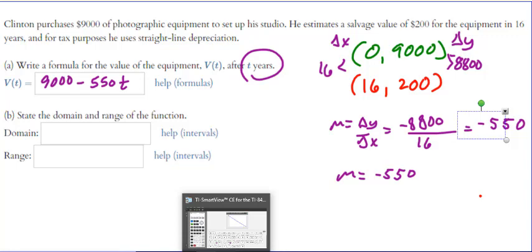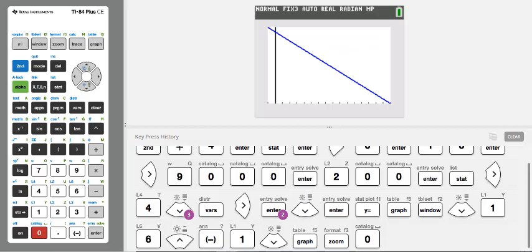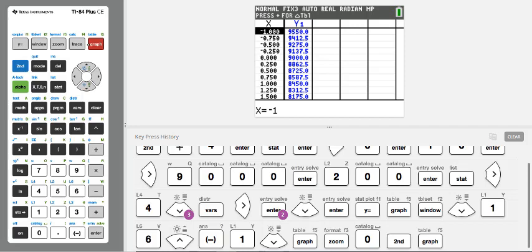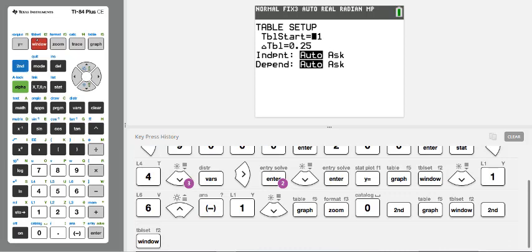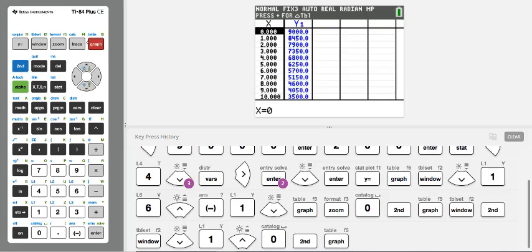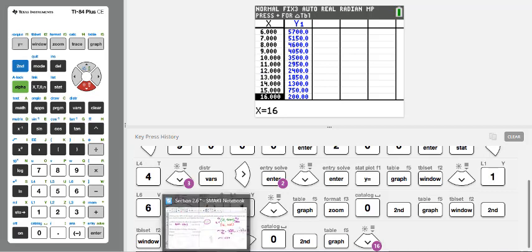Now let's go back and look at this. We'll look at it as a table as well. Second window. We'll step that by 1. I want to start at 0. And as you see, it's going down. The highest point is 9,000, and in 16 years, it's 200. You can see how it decreases along the way.